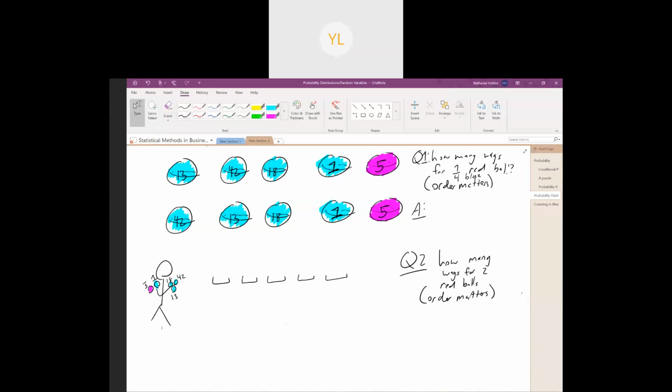Sorry, can you repeat? I don't hear it very clearly. Sure. So you have 5 balls, all of them numbered, and you have 5 empty slots where you can put them in any order you want. So how many different ways can you put the balls?